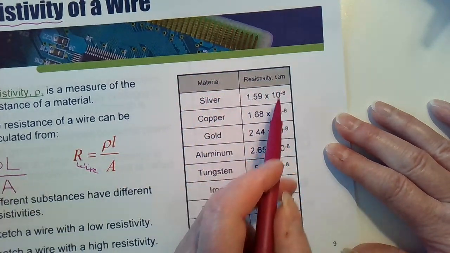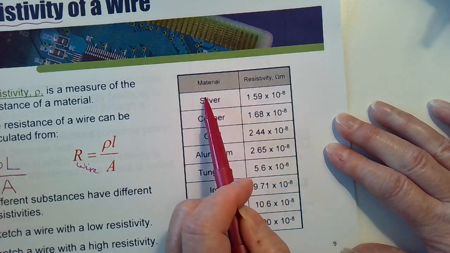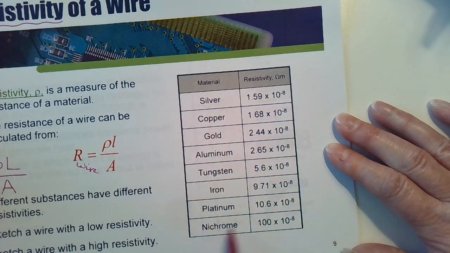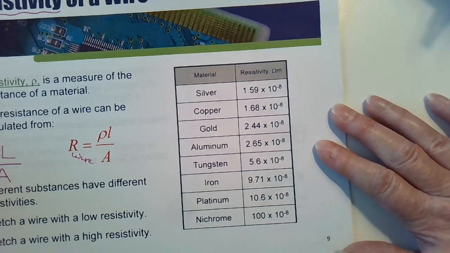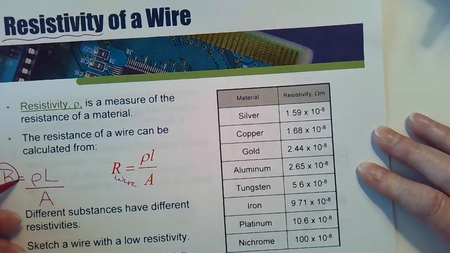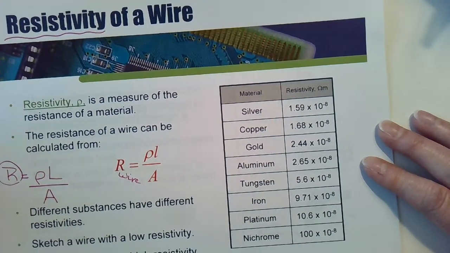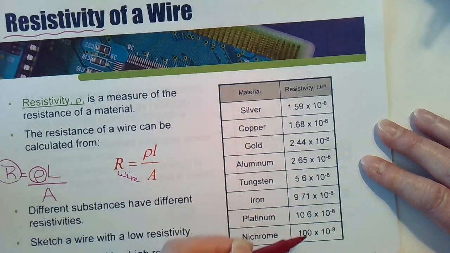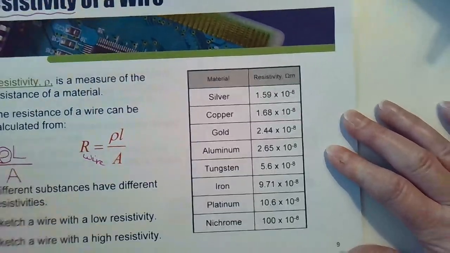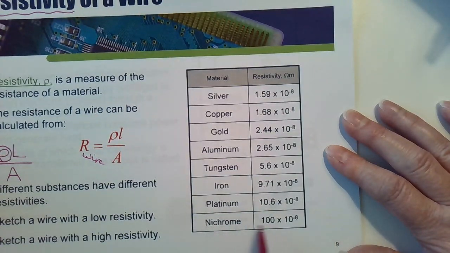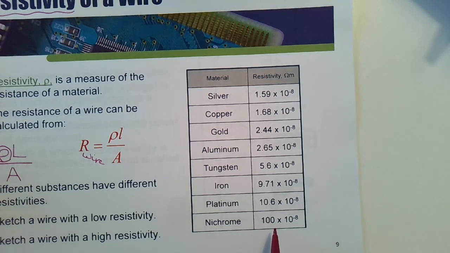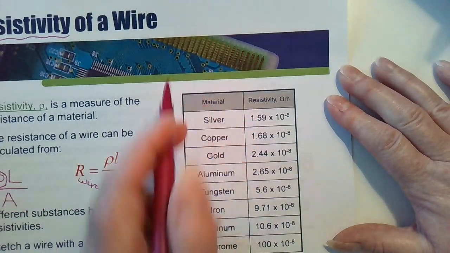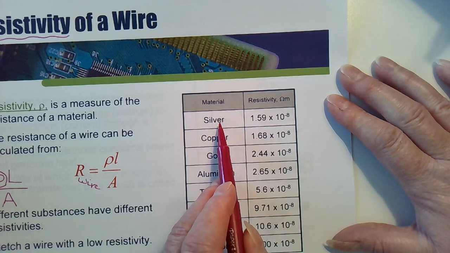You can see that they all have a -8 power, but silver is 1.59 times 10 to the -8. Nichrome is 100 times 10 to the -8. Resistivity slows down the flow of electrons. So the bigger the rho value, the more it's going to slow down the flow of electrons. So I don't want to make my circuit out of nichrome wire because it's really going to slow down the electrons trying to get through my circuit. What do I want to make my circuits out of? I want to build my circuits out of silver wire.